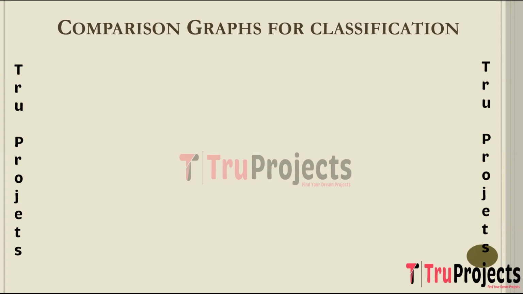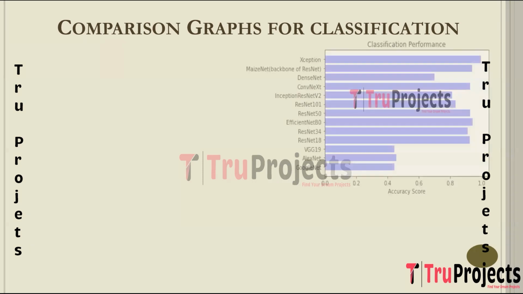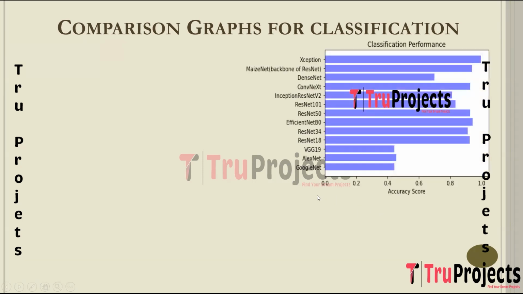So here we have comparison graphs for the classification models for all the performance metrics. This is the accuracy comparison graph. The X-axis represents the accuracy score for each algorithm and the Y-axis represents the algorithm names. Similarly, we will have the other graphs also. Accuracy measures the overall correctness of the model by calculating the ratio of correctly predicted instances to the total instances.